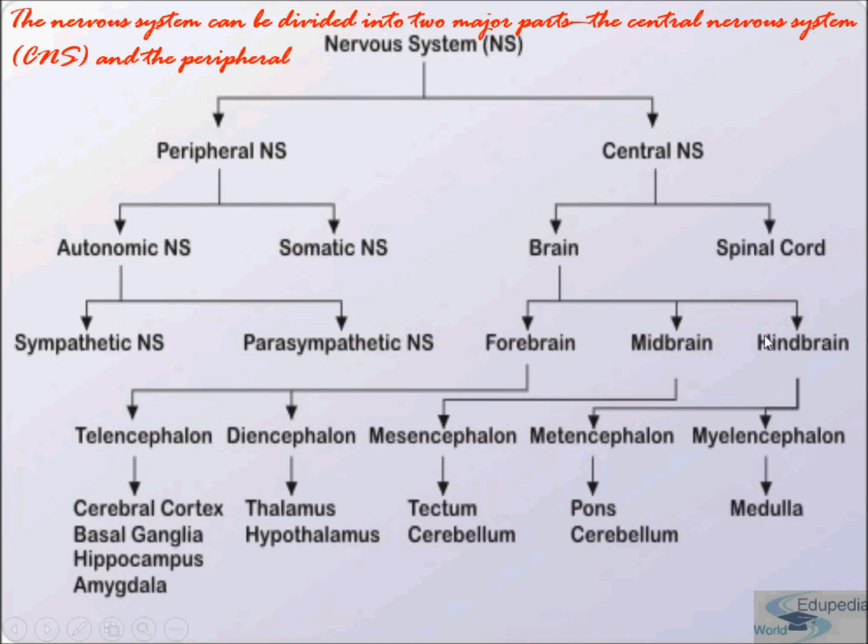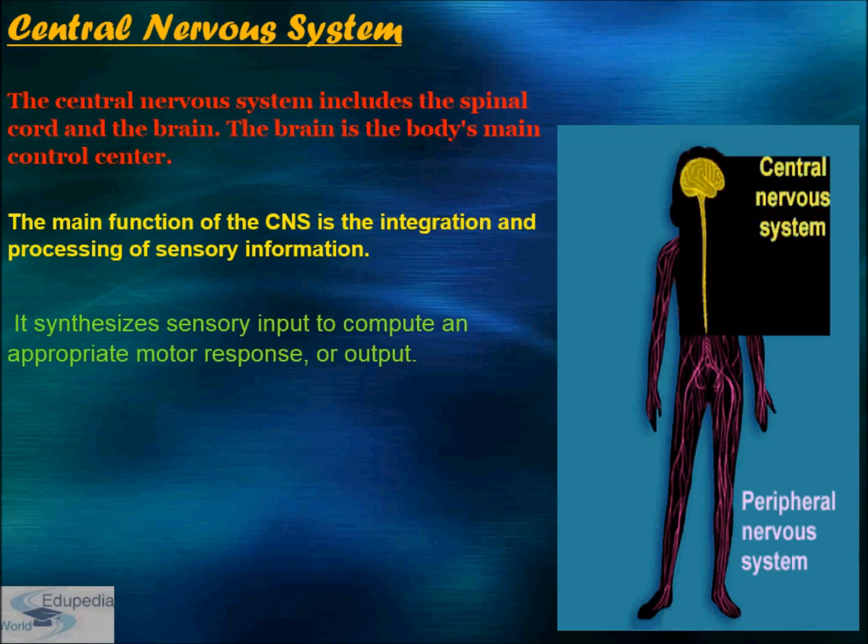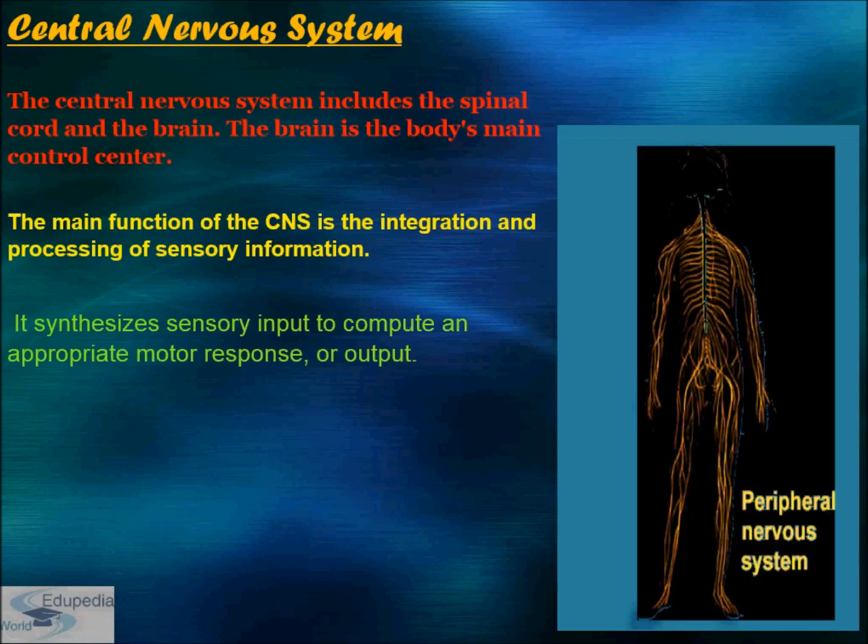I'll be teaching you about the architecture of brain in my next section of the presentation, but for the time being, just know that this is the structure, or this is how it has been differentiated. And these are the parts of forebrain, midbrain and hindbrain. Central nervous system includes spinal cord and brain.